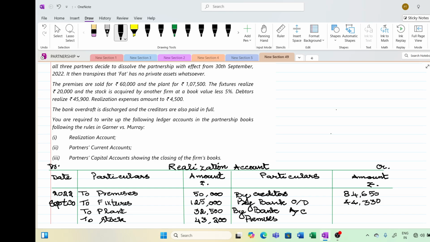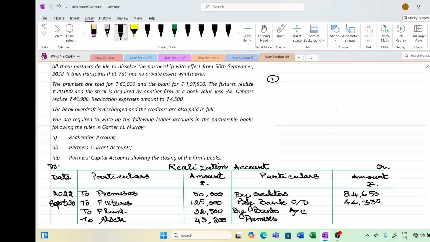Now, they have asked you to follow the rules in Garner vs Murray. I'll just brief it if you do not know. This is a famous landmark case in London in 1904 and the principle of this case was still followed in India also. So they have asked you to follow that rule. What is the Garner vs Murray principle? It is simply a principle which you have to follow. Nothing to think more about that.